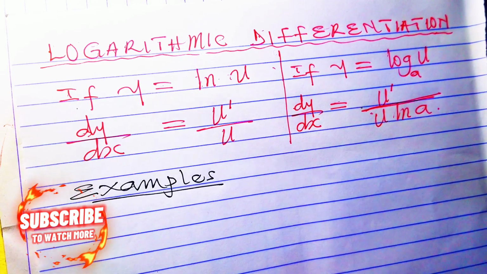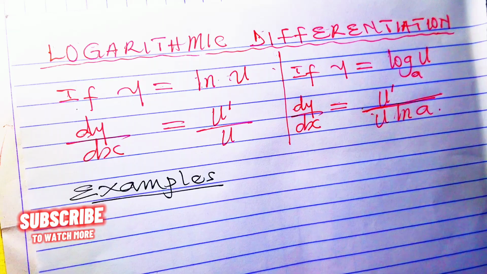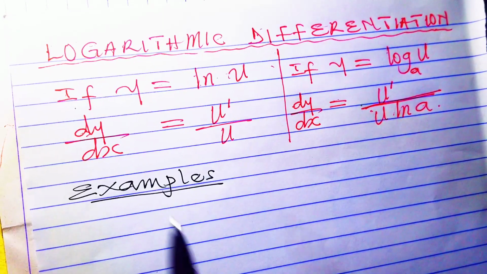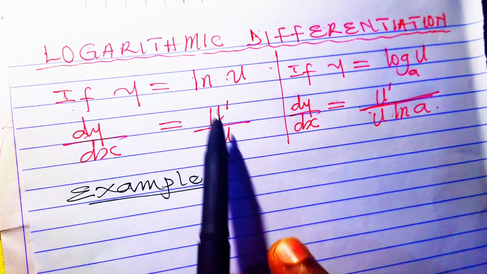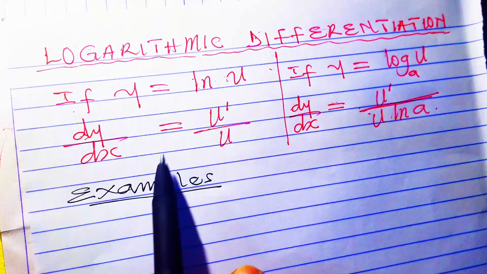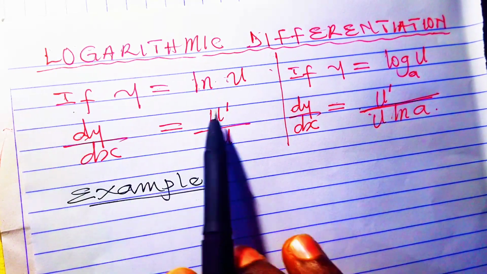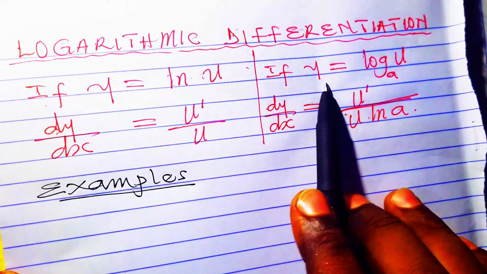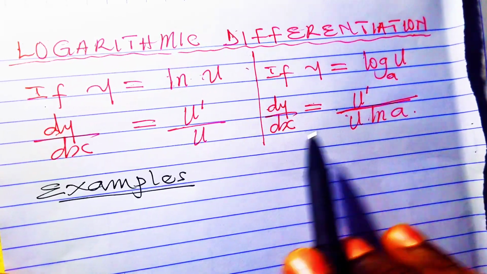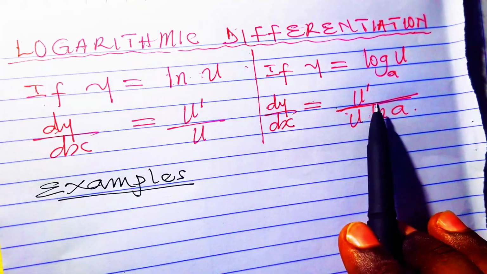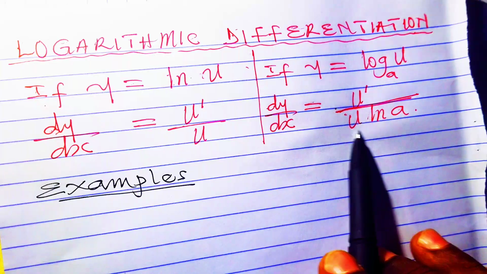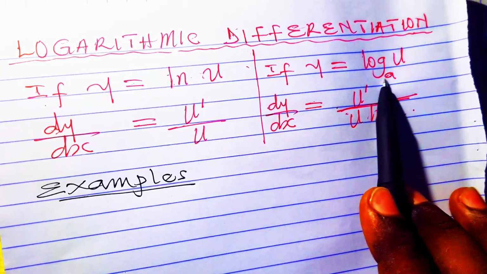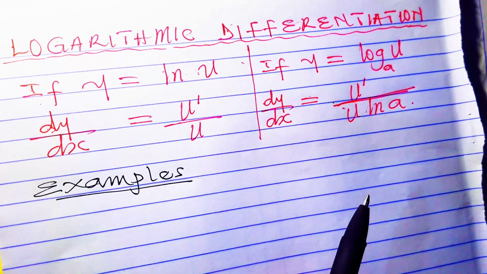In this video, we're going to be discussing logarithmic differentiation. The technique is this: if y equals the natural logarithm of u, then differentiating y with respect to x will be the derivative of u itself over u. And if y equals log u base a, differentiating y with respect to x will be the derivative of u itself over u multiplied by the natural logarithm of the base number. Let's take a look at some problems here.